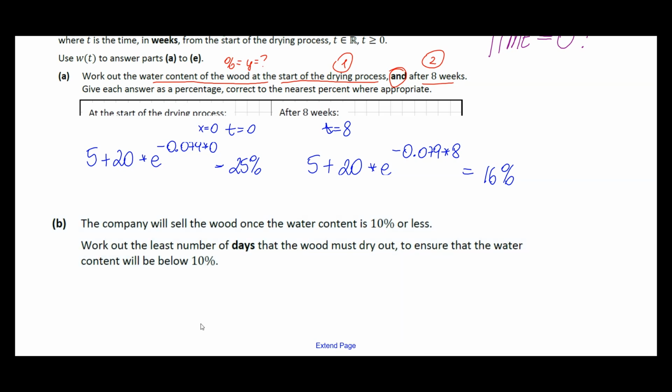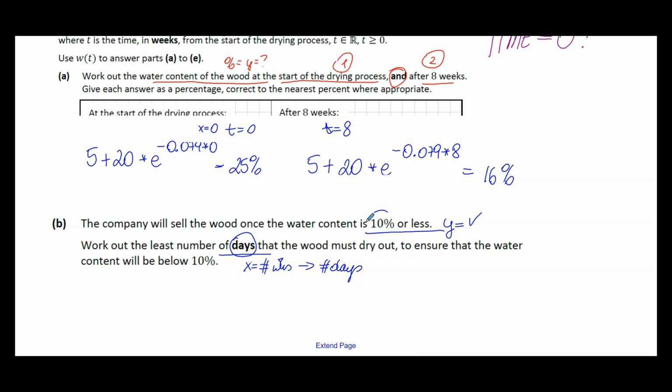The company will sell the wood once the water content is 10% or less. So what are they talking about here? The y value, isn't it? So they must be asking us about x, and that means number of weeks. Work out the least number of days. So here they are highlighting again the word days. So let's not forget, x in this case will give me number of weeks, and I will have to change that to number of days. Okay, that the wood must dry out to ensure that the water content will be below 10%.